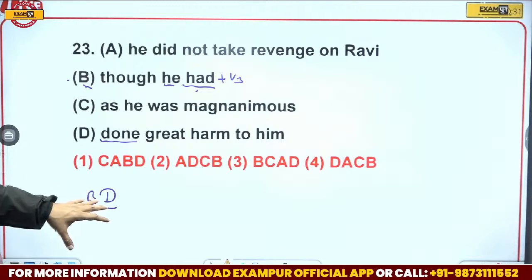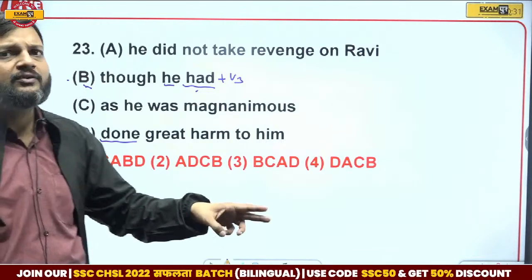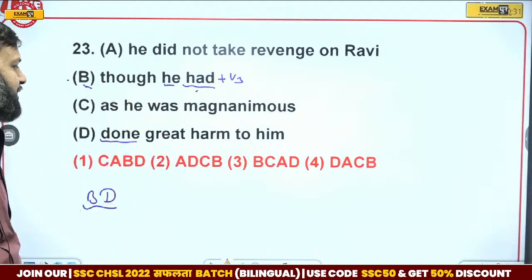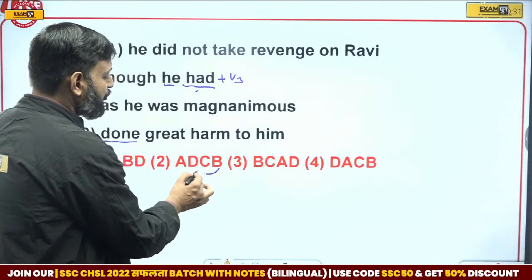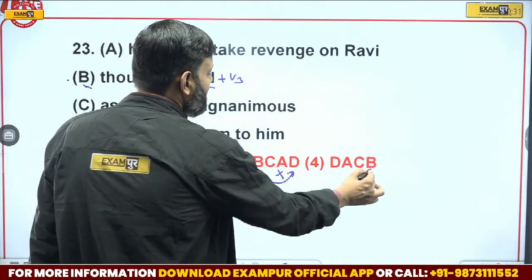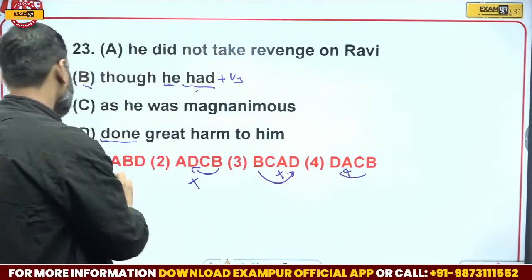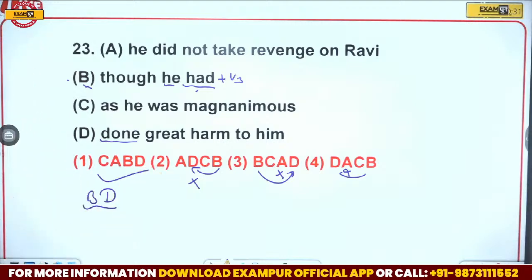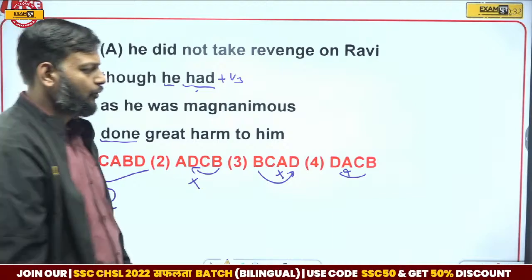Now you have to look for the options which have B followed by D. So here B is not followed by D. Here B is not followed by D. Here B is not followed by D. Eliminate all three. Answer is CABD. One more question.